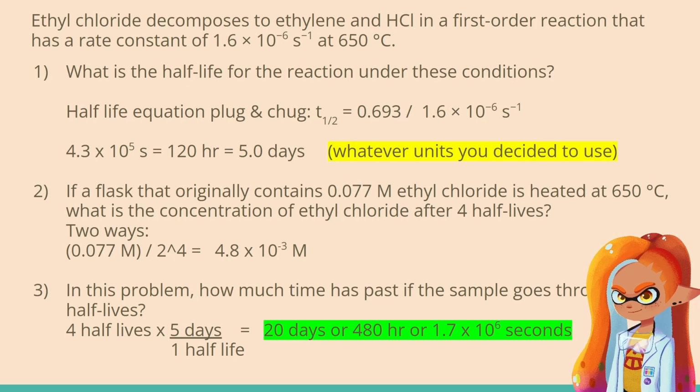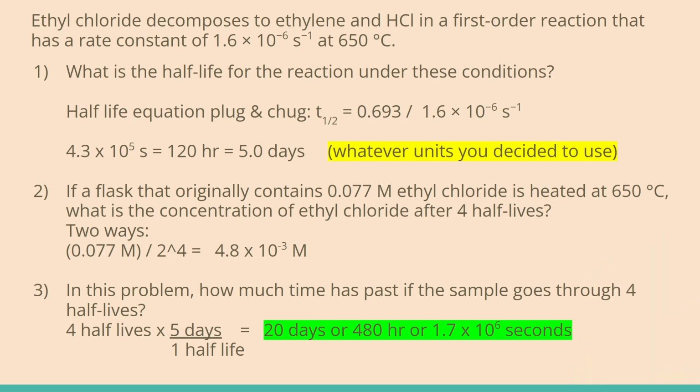And then you have the last question where it says here you're going through 4 half-lives, and so you just take the 4 half-lives, you take the time that each half-life is, which is why you could see here I just cancel out half-life, and then you have the days, and then you have 20 days. Or if you did hours, then I have the calculation for hours, or if you have seconds, I also have the calculation for seconds. So again, whatever units you decided to use, just stick to it. You don't have to reduce the number down if you see something hecka big, unless the problem tells you. That's why I say whatever units you use.